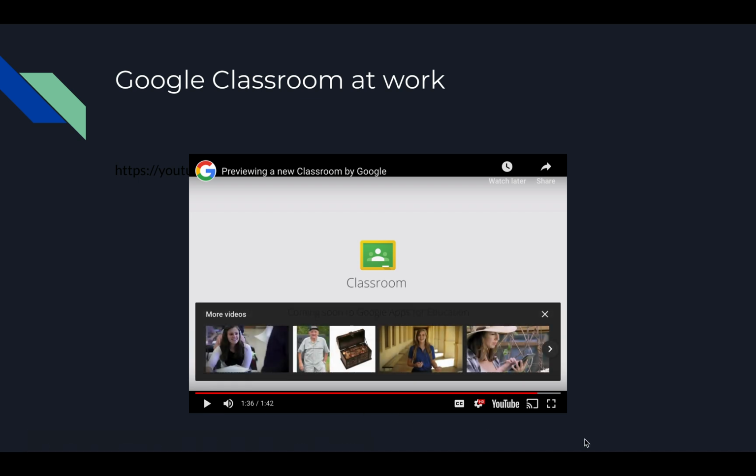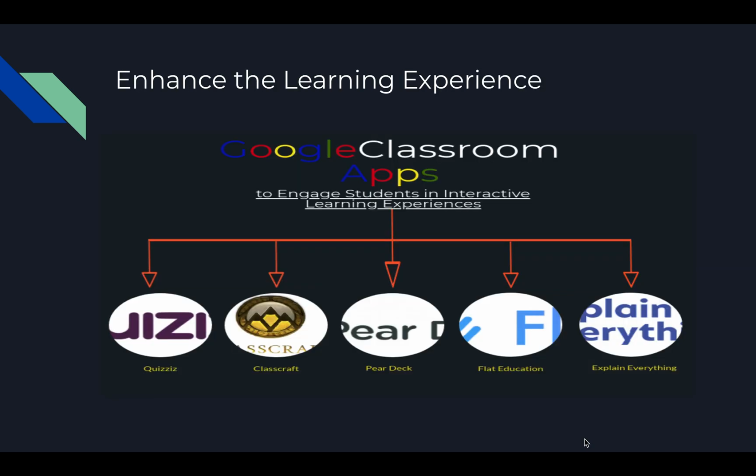And that is just some of the reasons why Google Classroom is a benefit for both our teachers and our students. Next, we're going to talk about some of the apps that our students can use through Google Classroom, including Classcraft, Quizzes, Flat Education, Explain Everything, and Pear Deck.